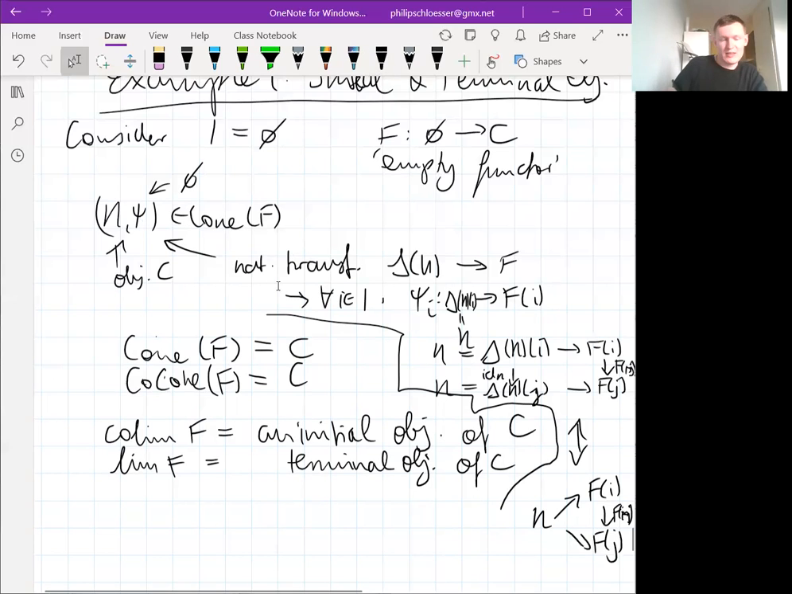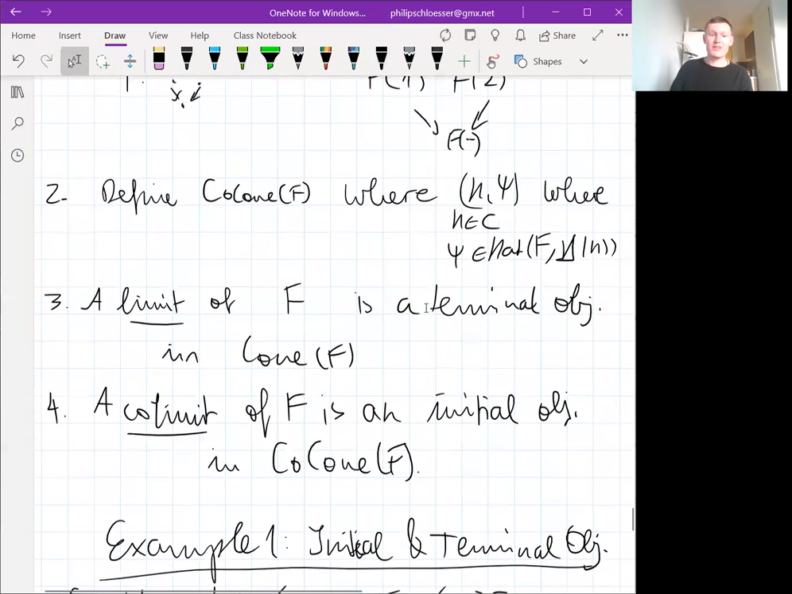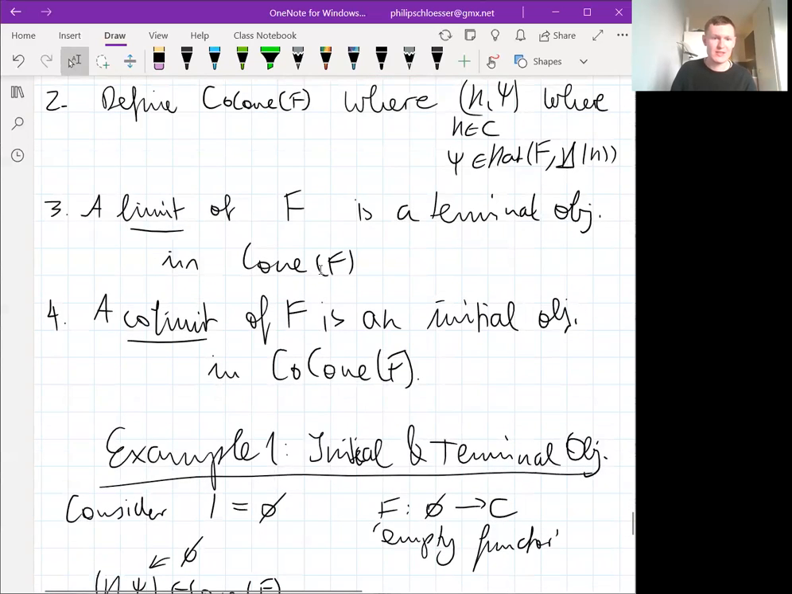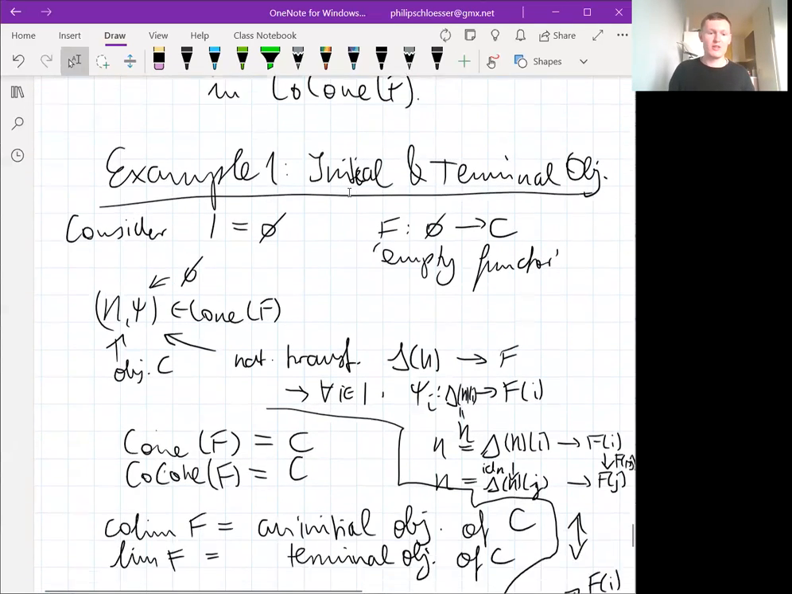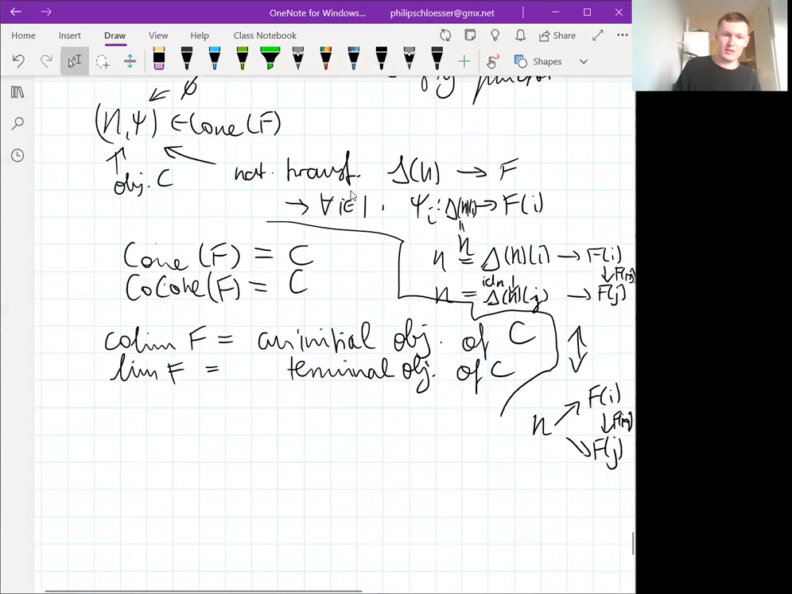And now we've said that, what's a terminal object of cone? Oof, always have to look this up. So now we've said a limit is a terminal object of cone f, but cone f is just C in this example. So a limit of f is a terminal object of C. And similarly, a colimit of f is an initial object of C. And this is exactly what I've written down here.